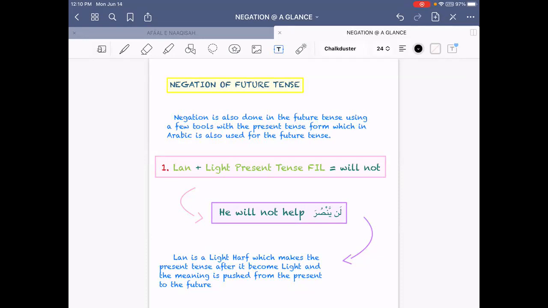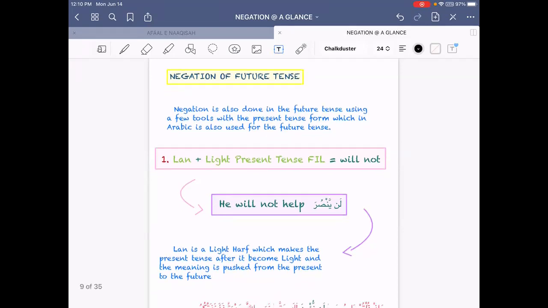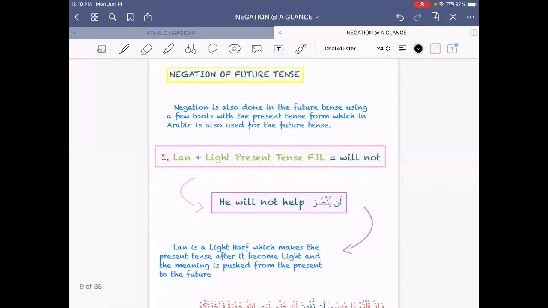But other than those two, ma nafia and la nafia, you've got two more tools that are used to negate in the future tense, which are only used for the future tense. That is number one, lan. Lan, we know, is a light harf. It makes the present tense coming after it into light. And in the meaning, you have two things, future tense and negation. So will not is the translation of lan.